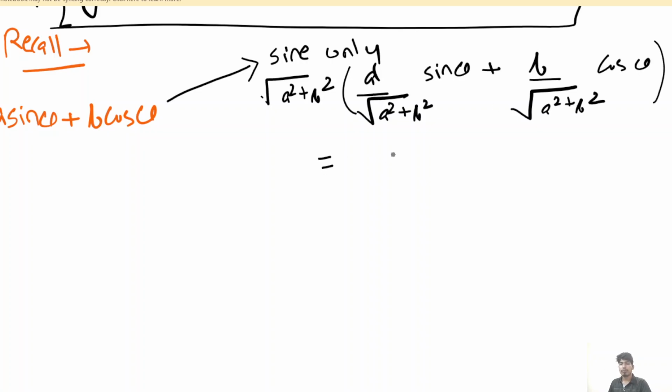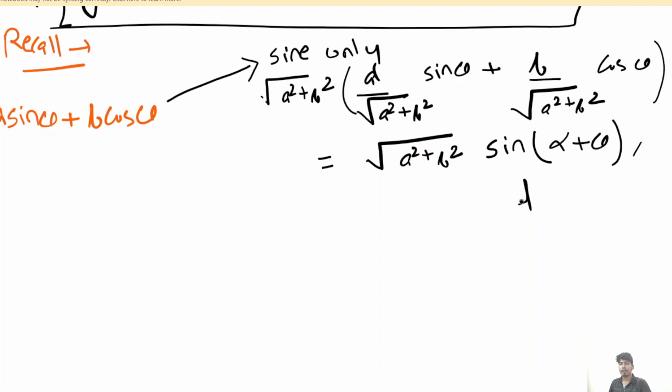Then this is equal to under the root of a square plus b square sine of alpha plus theta, where tangent alpha is b upon a. This is the formula of only sine of alpha plus theta. Okay, students.